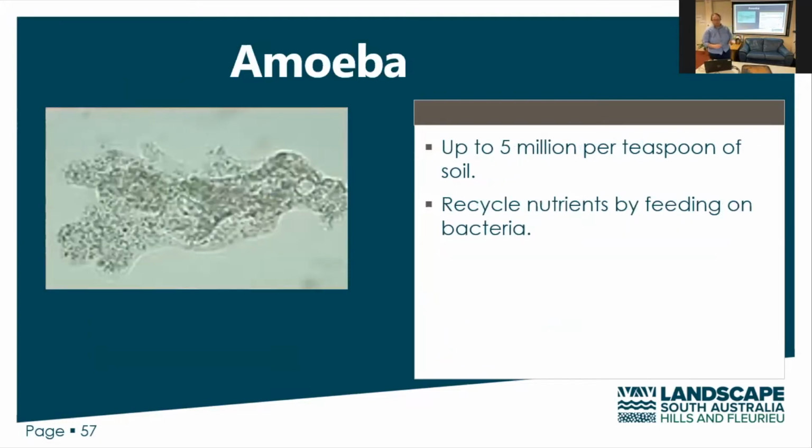Amoeba, up to 5 million per teaspoon of soil. These help to recycle nutrients by feeding on the bacteria. Breaking them down, their remains go into the soil and get taken up by plants and fungi.